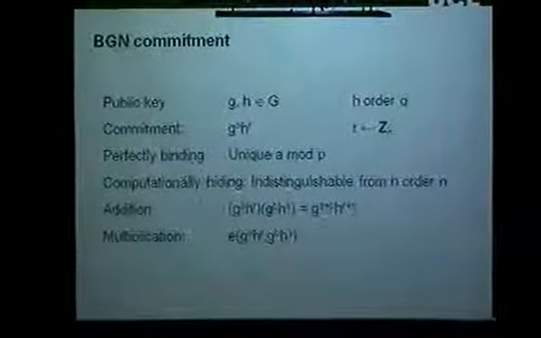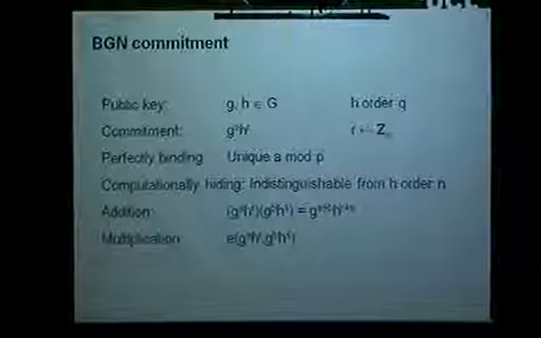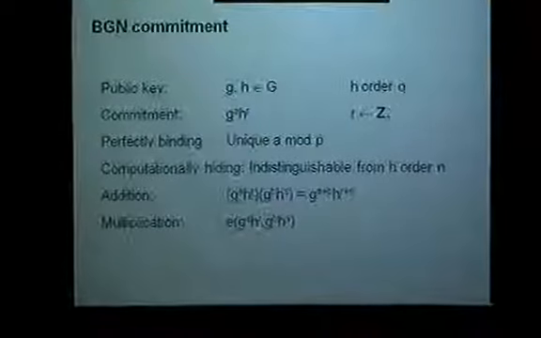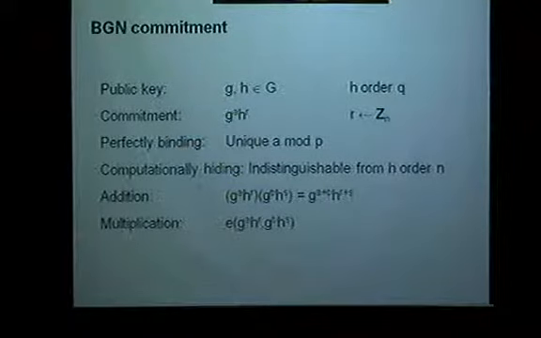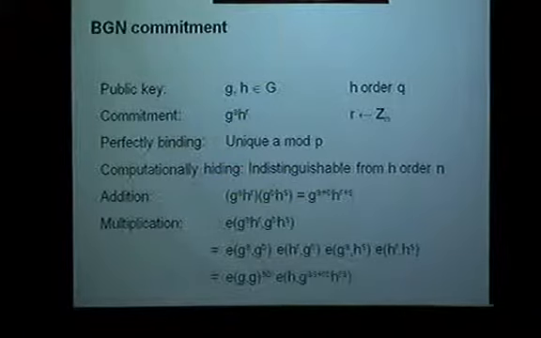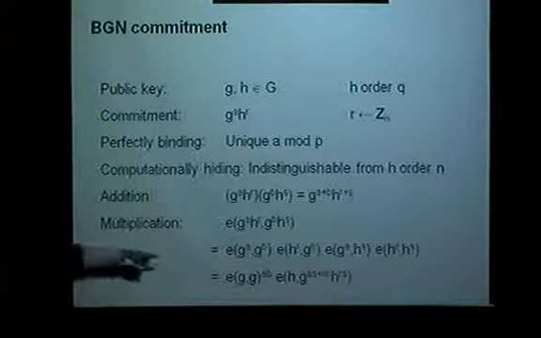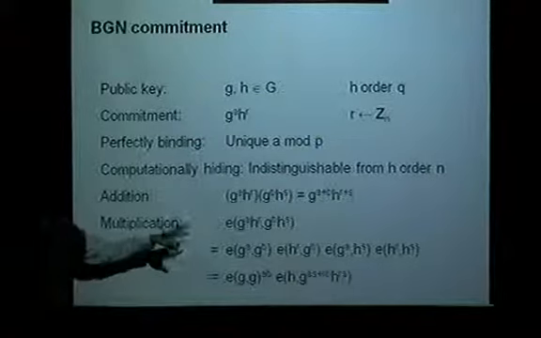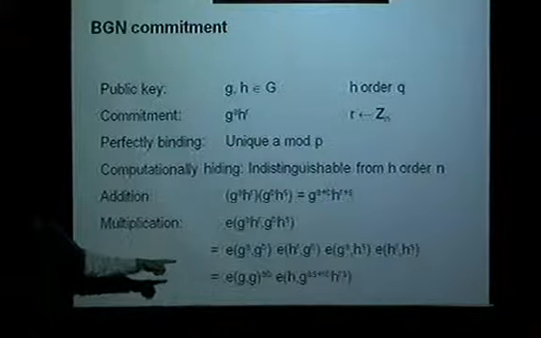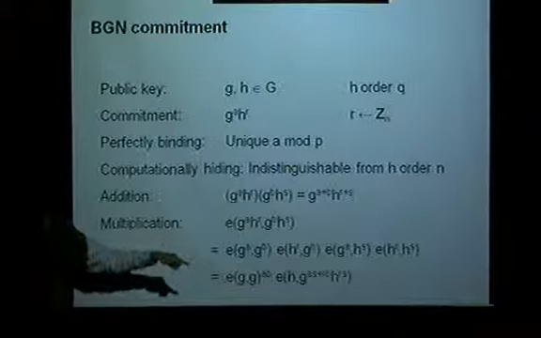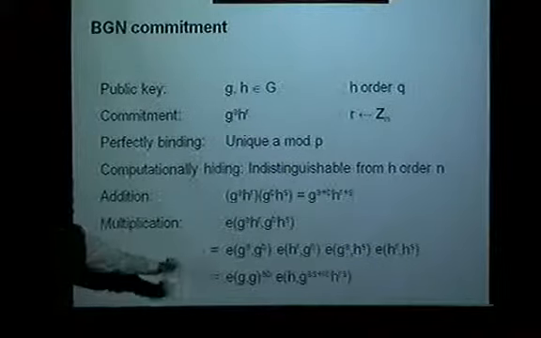At the same time, you also have a multiplication operation. If you take two commitments and use a pairing operation on them, then you can do various computations, and what you end up with is essentially a commitment to A times B. Notice here that the second term is a pairing of H with something. H has order Q, and therefore the pairing of H with something has order Q. So everything here just has order Q.